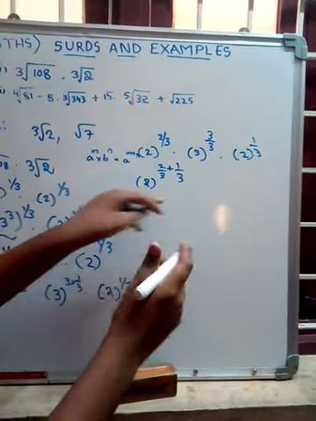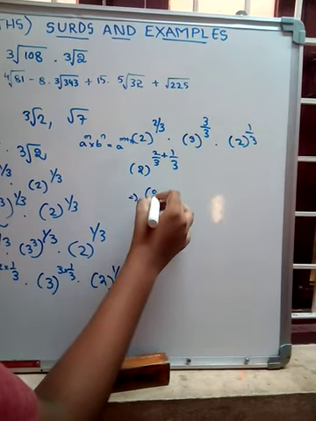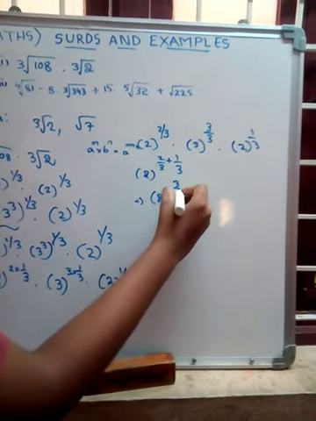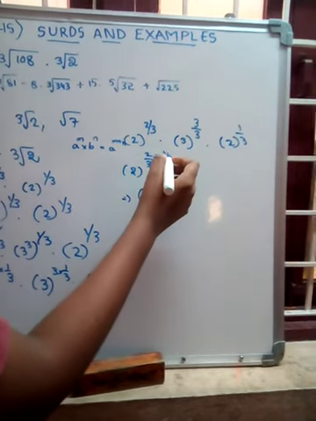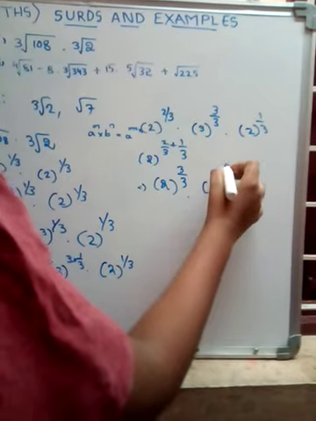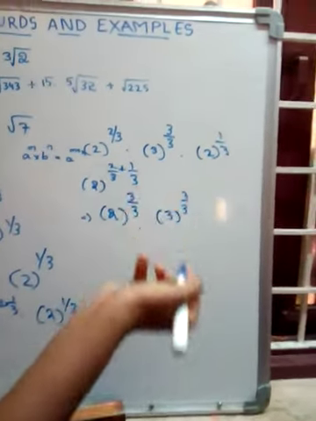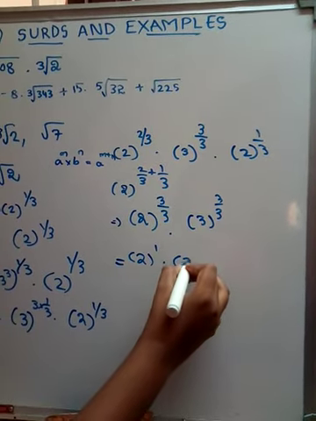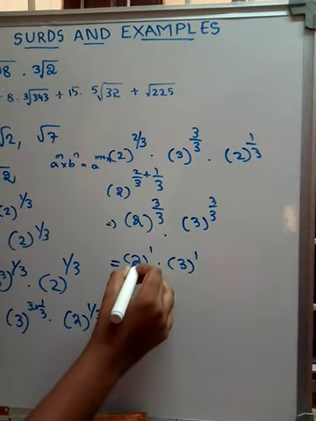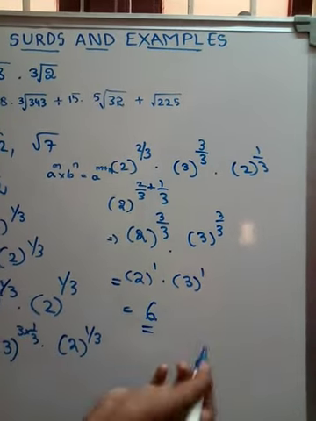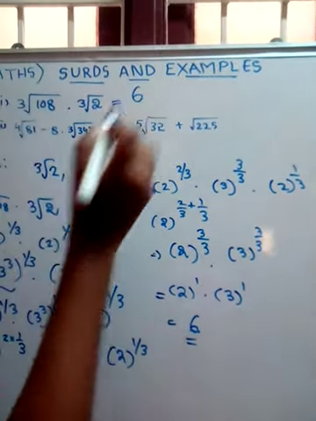Now add here 2 to the power of 2 by 3 plus 1 by 3, which is 3 by 3. Denominators are the same, so directly add the numerators, giving 3 by 3, which is 1. 2 power 1 into 3 power 1, which is 2 into 3, which is 6. The answer for the first one is 6.